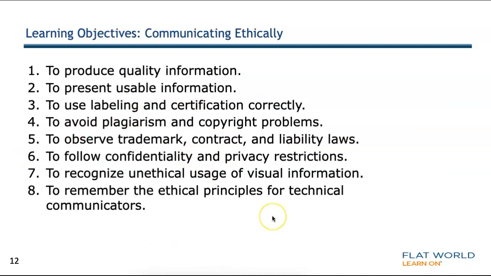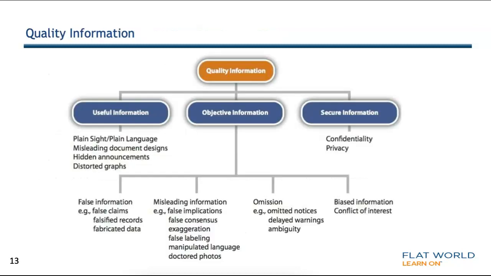All right. Moving on to the next 10.2, and we're going to talk a little bit about this 8 learning objectives here. One thing that I want to point out, really, really important, number 3, using label and certification correctly, and we'll talk about that here in a second. Quality information. What kind of information are you delivering? Figure 10.3 on page 358. Is it useful? Is it objective? And is it secure? The 3 things that you want to look at from the perspective of quality information.